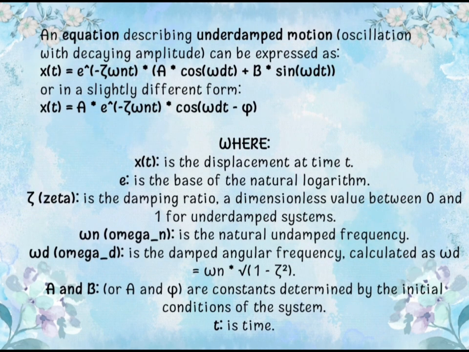Underdamped equation. The motion of an underdamped system can be described by this equation. This just means the displacement x(t) changes with time. The symbols represent different things. Zeta is the damping ratio. Omega n is the natural frequency. And omega d is the damped frequency. A and B depend on the starting condition of the motion. So this equation helps us describe how the system behaves mathematically.